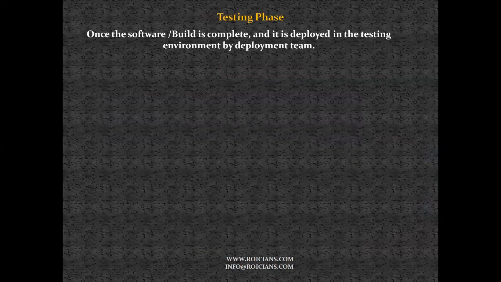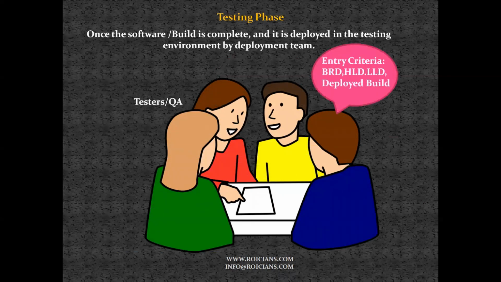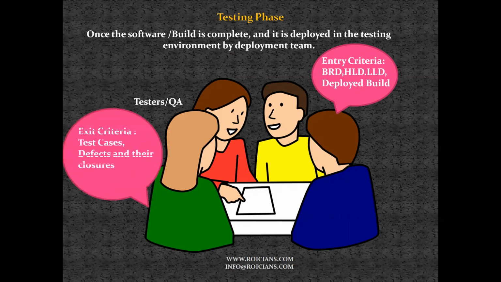After the development phase, once the software build is complete, it is deployed in the testing environment by the deployment team for actual testing. The entry criteria for testers are BRD, HLD, LLD, and the deployed build. They need requirements, they need designs, they need the actual build. That's the entry criteria. And the exit criteria are going to be test cases, defects, and their closures. So they will prepare the test cases, write down the defects, and make sure the defects are closed. That's how they will release defect-free software.